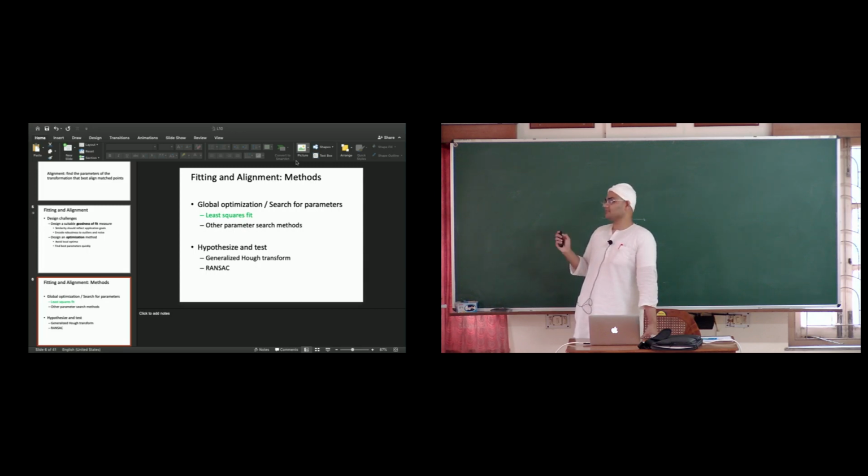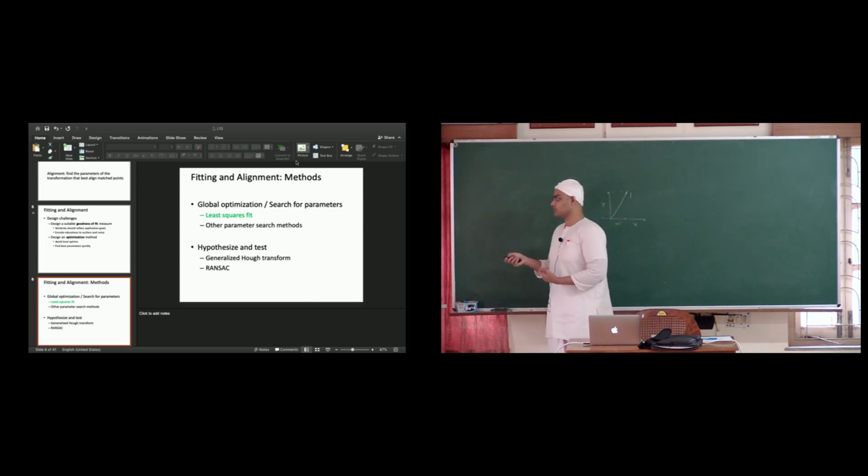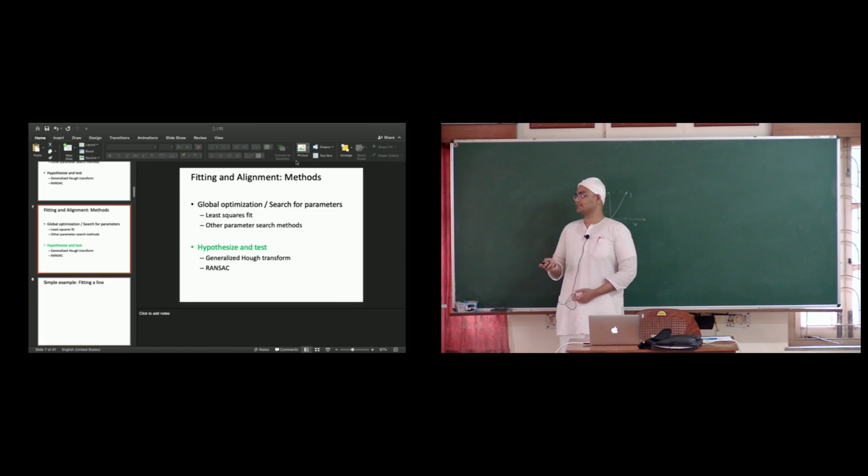Other parameter search methods, and another model we have already learned, which is the generalized Hough transform. There also it is a model, but in a different way. You do not set any parameter, rather you give it a grid, and based on that you try to see which grid fits better. Optimization is a little bit different, and then we are going to learn a new algorithm which is called RANSAC.